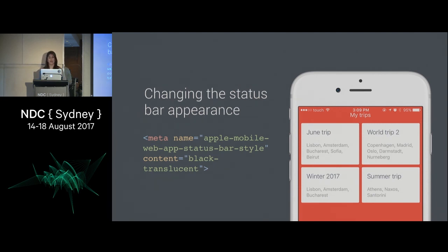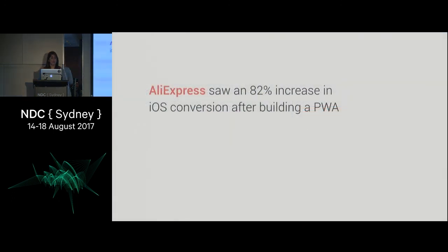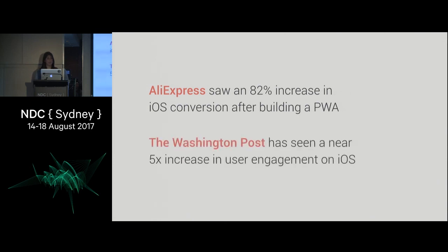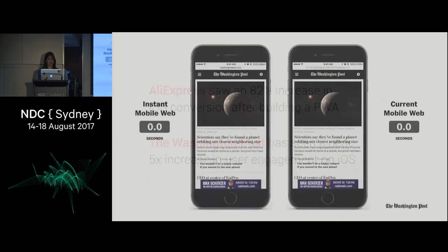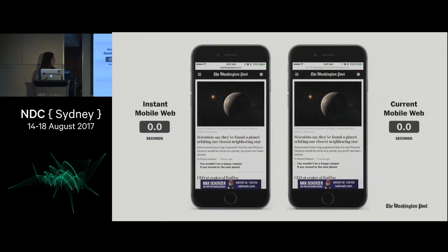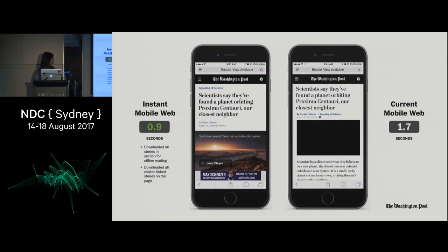But although everything on iOS is not really working the best way, a lot of companies actually have a lot of increase in conversions. For example, AliExpress saw an 82% increase on iOS conversion after building a progressive web app. And also the Washington Post has seen a near 5-time increase in user engagement on iOS. And also the Washington Post mixed a progressive web app with an AMP experience. And here we have the difference between the instant mobile web and the current mobile web. So it's allowed to offer a game-changing experience.